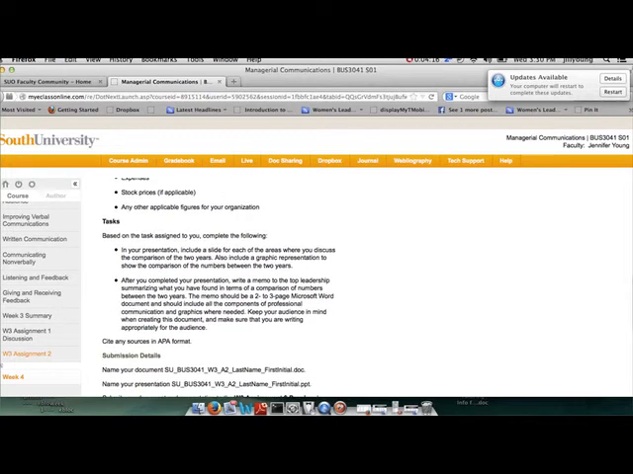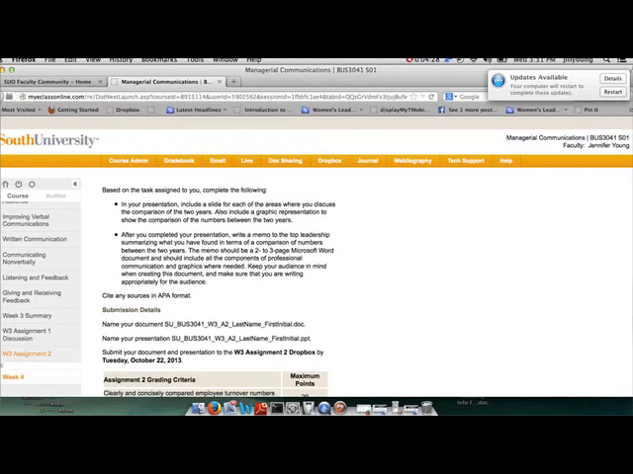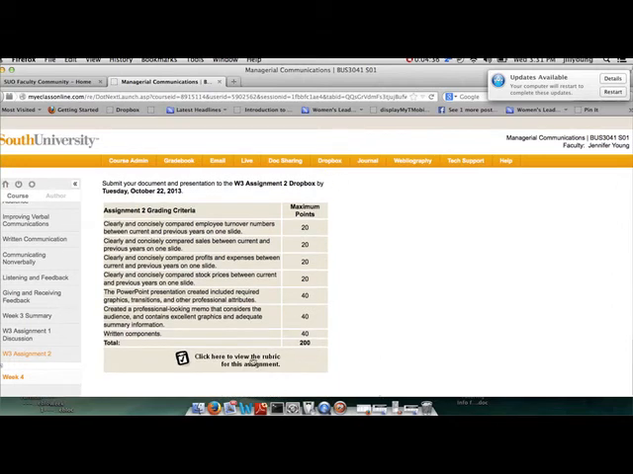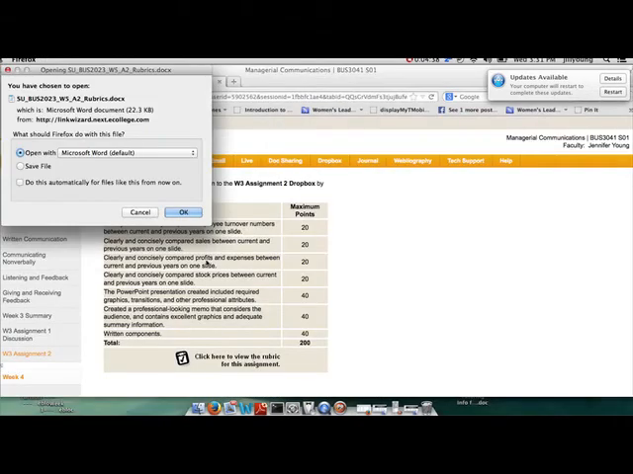And then I want the memo to be a memo, which we practiced the memo in the discussion, so you should be able to do that. Make sure to cite any sources that you use in APA format. It is due by Tuesday. And you can see here that there's this breakdown, but there is a rubric for this assignment.